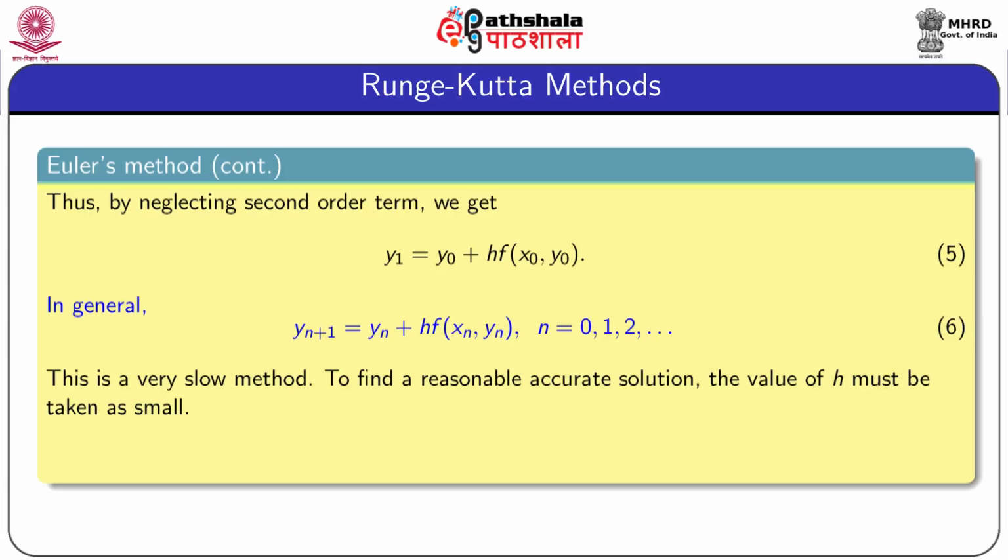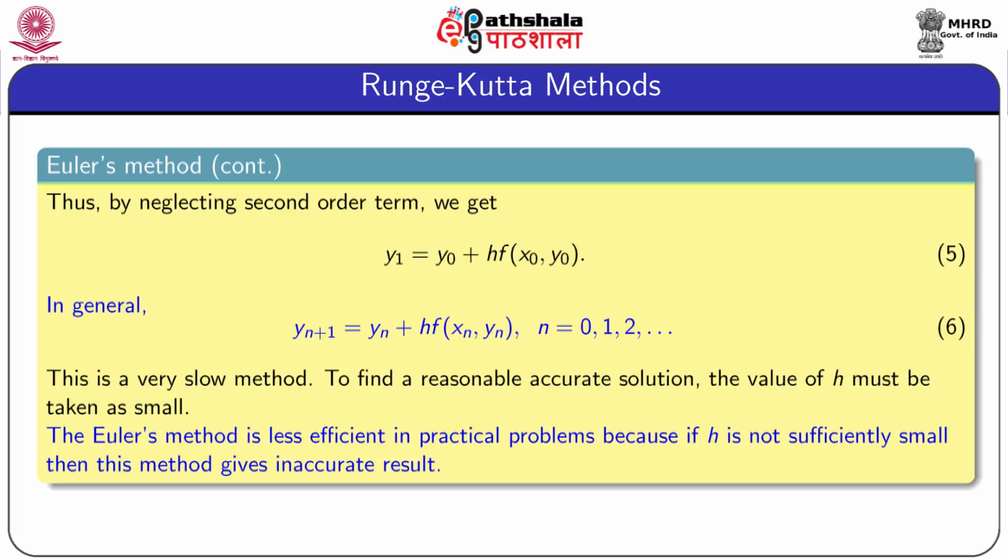This is a very slow method. To find a reasonably accurate solution, the value of h must be chosen very small. The Euler's method is less efficient in practical problems because if h is not sufficiently small, then this method gives inaccurate results. So, this is a very crucial and important point to solve any differential equation with the help of Euler's method.